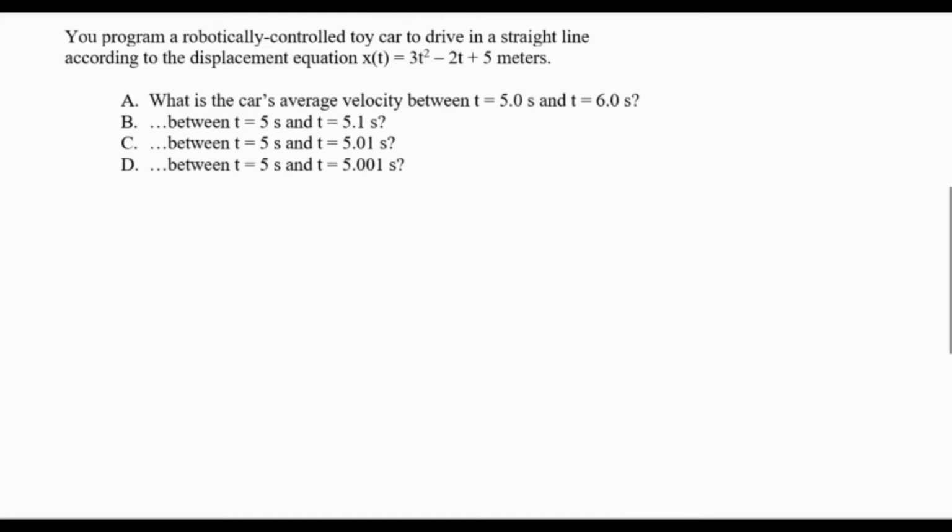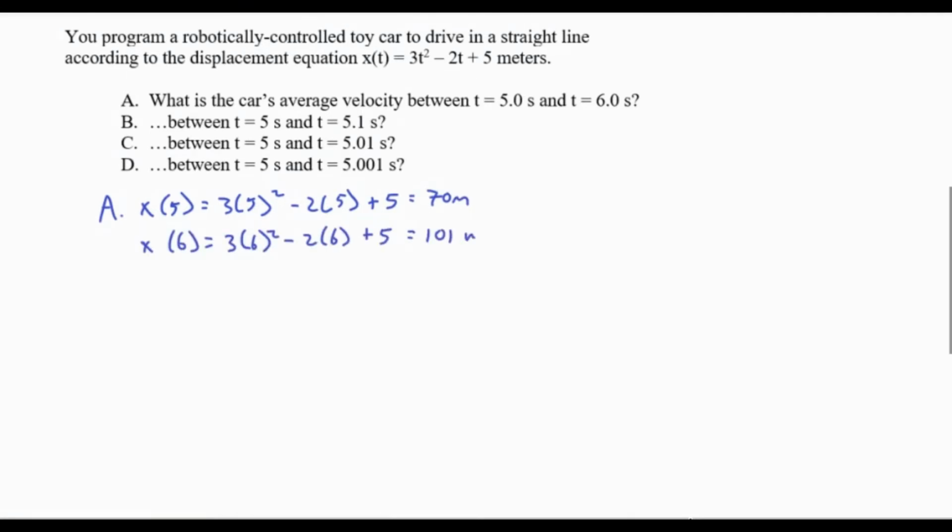Here we go. To find the average velocity between 5 and 6 seconds, we have to evaluate the function at 5 and 6 seconds. We get 70 meters and 101 meters respectively. That means the car has a change in position of 31 meters and did so in 1 second. Velocity is change in distance over change in time, so we get 31 meters per second.